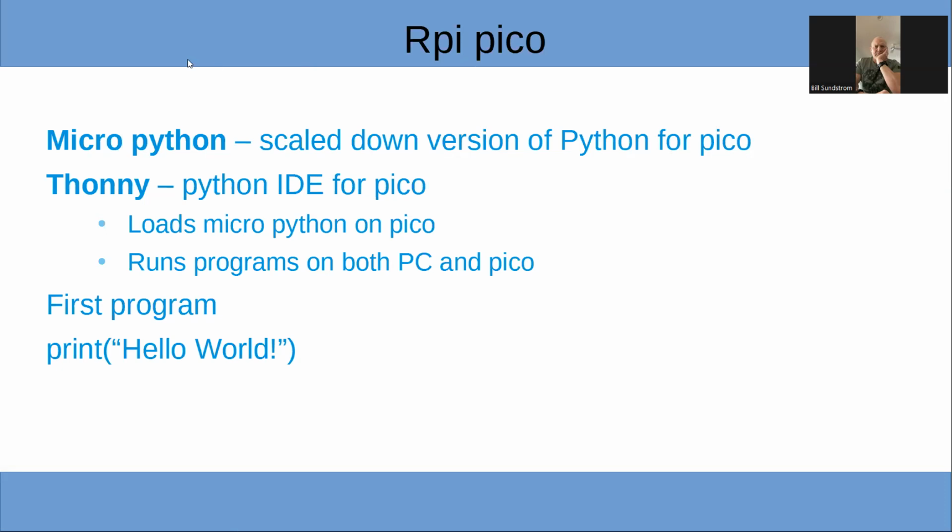So MicroPython is a scaled down version of Python specifically to run on the Raspberry Pico. And there's an IDE, an integrated development environment called Thonny. Not sure how they came up with that, other than it kind of rhymes with Python. It lets you load the programs and edit them and run either on the PC or on the Pico. You can run them on the PC in the Thonny environment without even having the Pico attached.